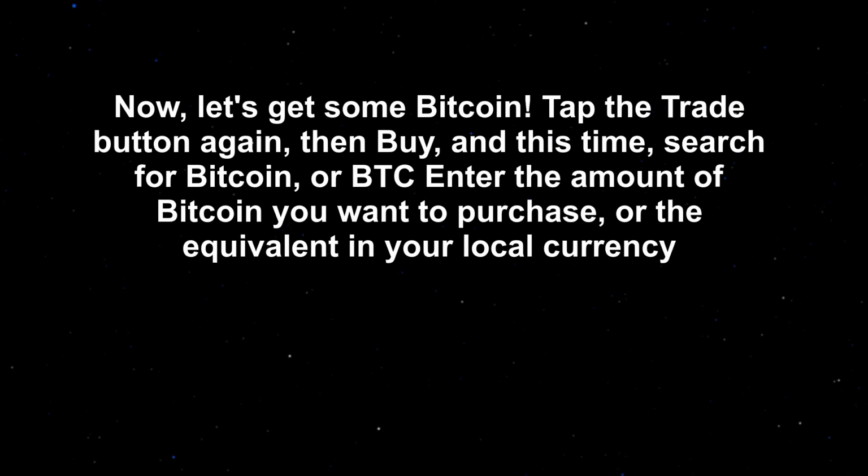Now, let's get some Bitcoin. Tap the trade button again, then buy, and this time, search for Bitcoin or BTC. Enter the amount of Bitcoin you want to purchase, or the equivalent in your local currency.